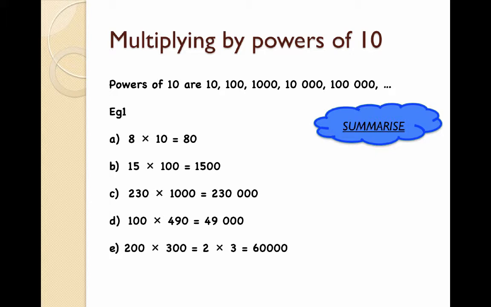Time to pause, write down the examples, make sure you understand the strategy. It's a pretty easy one, but it's one of those ones that you can get out anytime you need to multiply by a power of 10.